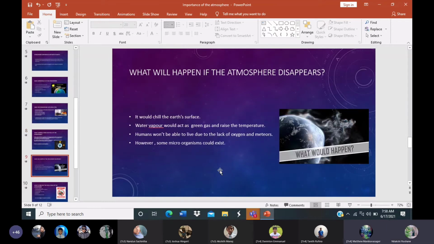So what will happen if the atmosphere disappears? It would chill the Earth's surface, but still water vapor would act as a greenhouse gas and raise the temperature. Humans won't be able to live due to the lack of oxygen and meteors. However, some microorganisms could exist. So let us protect the atmosphere. We don't want this to happen, right?